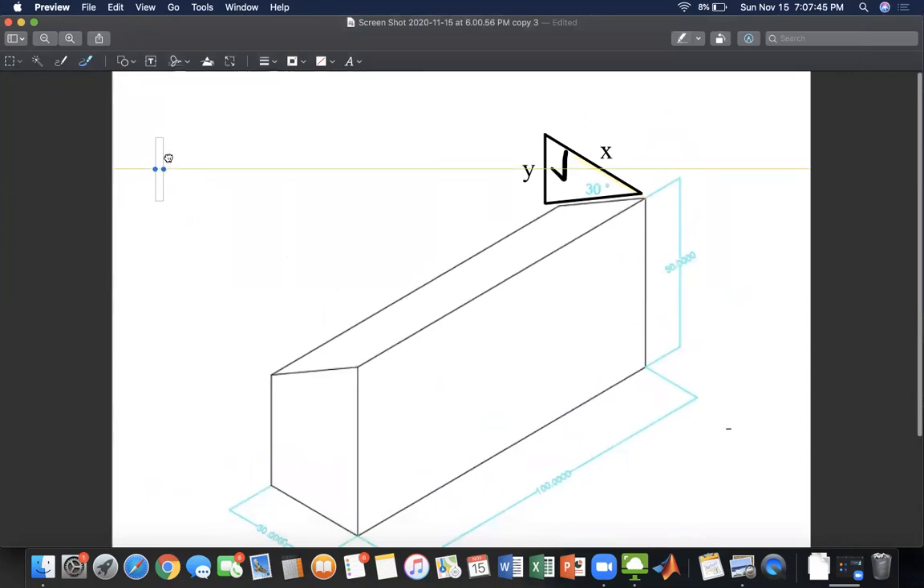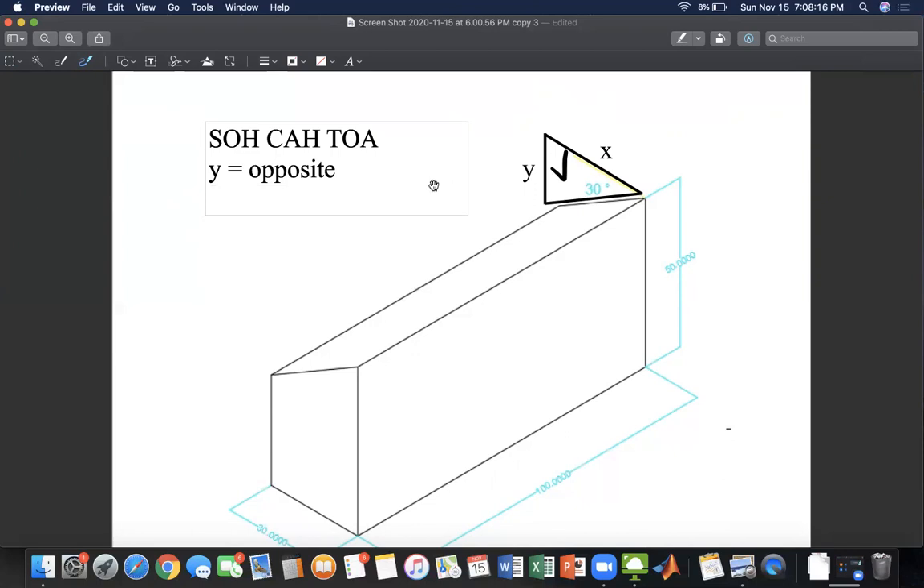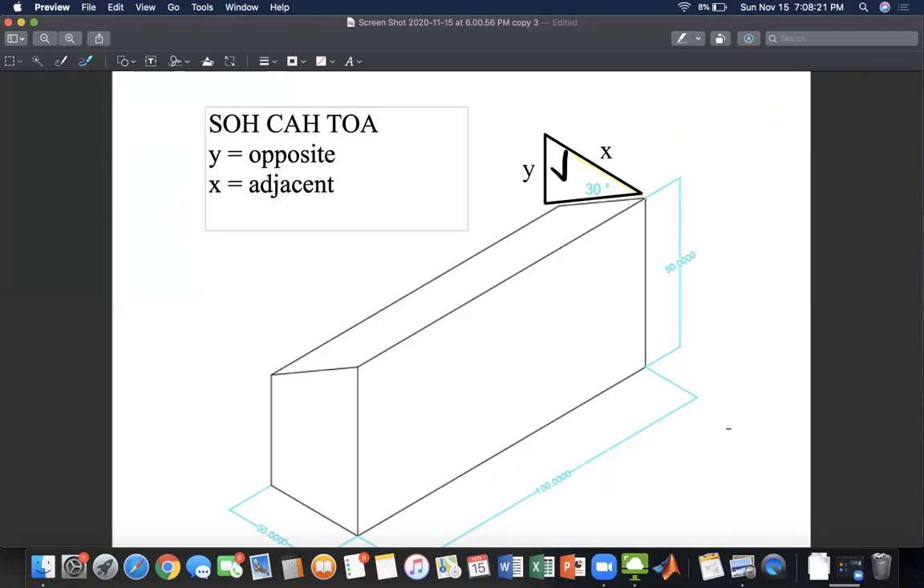So if we take that knowledge, we would be able to see that y is opposite from 30 degrees, right? Because here's 30, go straight across. That's opposite. And we know that this line right here on the bottom is going to be the hypotenuse, because the hypotenuse by definition is the line in the triangle that's opposite from the right angle. So by process of elimination, we know that x is our adjacent line.